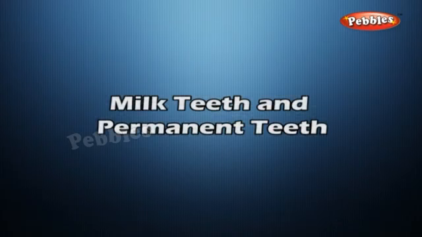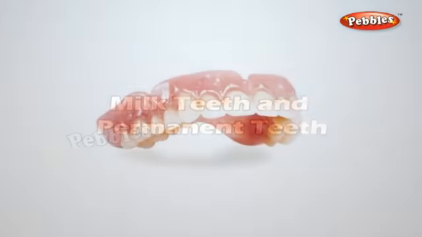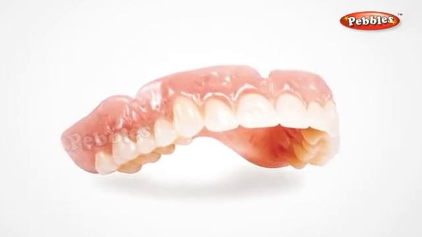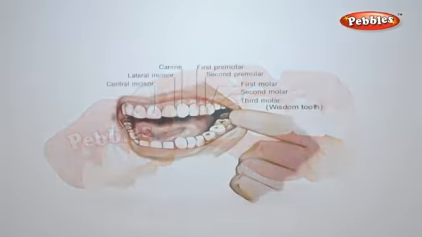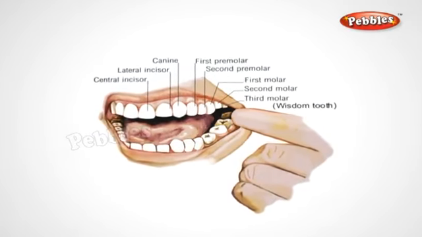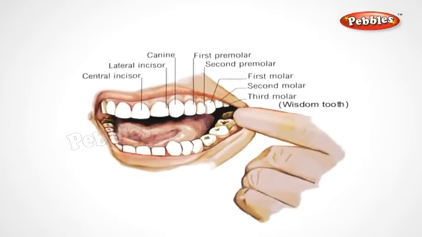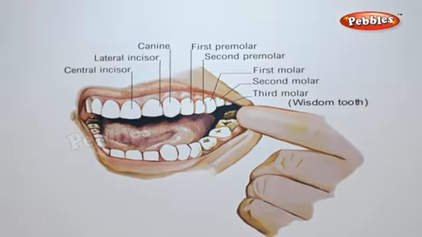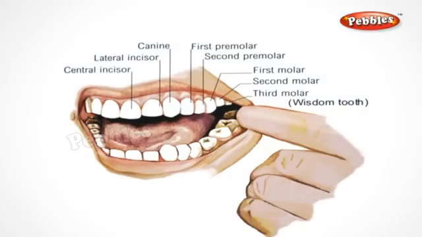Milk teeth and permanent teeth. The first set of teeth grows during infancy and they fall off at the age between 6 to 8 years. These are termed milk teeth. The second set that replaces them are the permanent teeth. The permanent teeth may last throughout life or fall during old age or due to some dental disease.